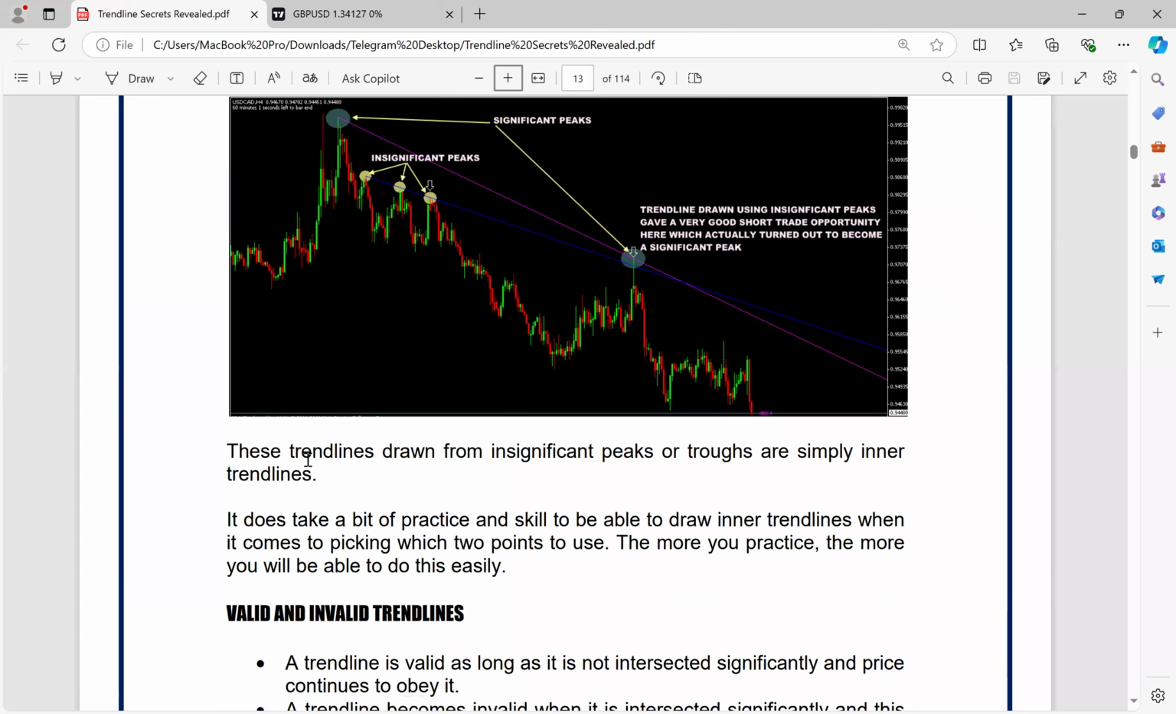So you can use insignificant peaks, or you can call them insignificant trend lines, that can be drawn inside. Meaning insignificant trend lines can be used to catch short-term trades. So now look at what it says here. It does take a bit of practice and skill to be able to draw inner trend lines when it comes to picking which two points to use. The more you practice, the more you'll be able to do this easily.